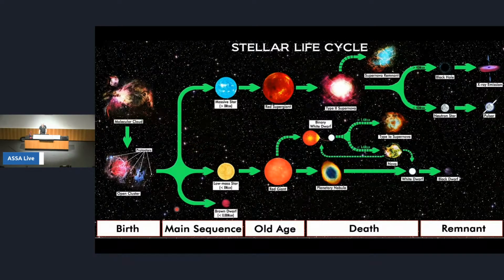If it's less than 0.08 of a solar mass, it won't be large enough to generate enough heat in the core to fuse hydrogen. So it becomes what's called a failed star or a brown dwarf, and it'll just sit there and slowly cool over millions of years. For a low mass star, so these are stars less than about 8 solar masses, but greater than 0.08, these are stars like the Sun.